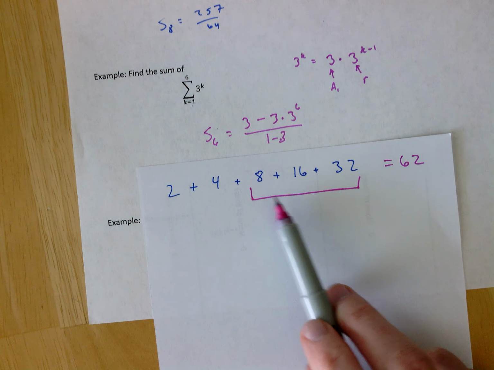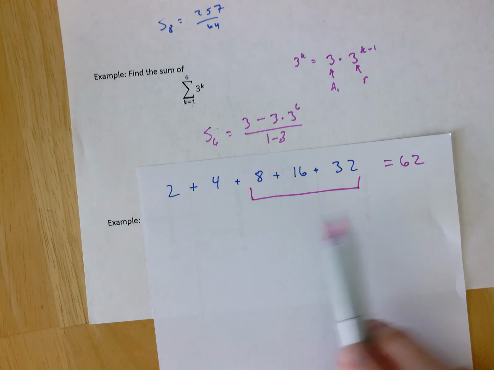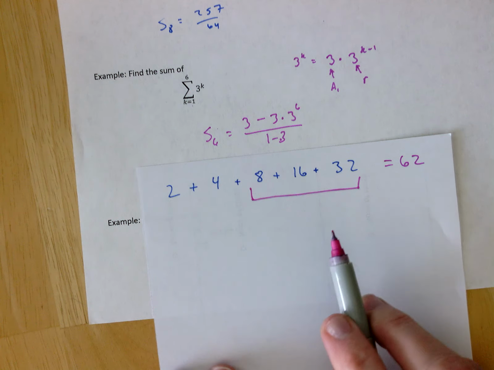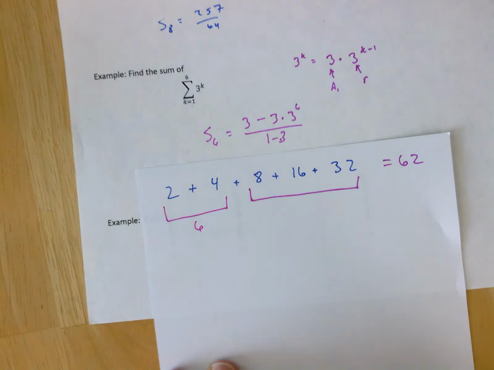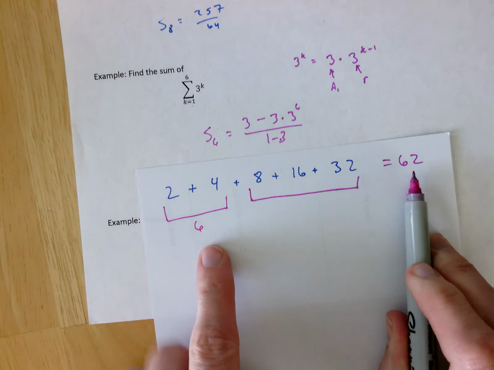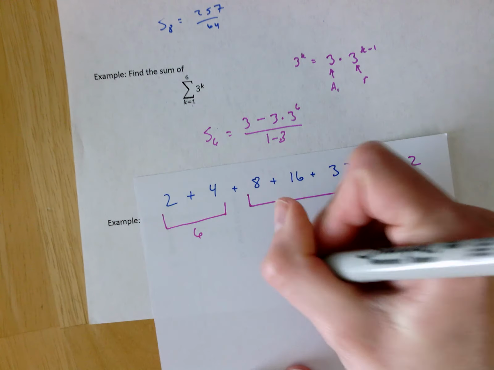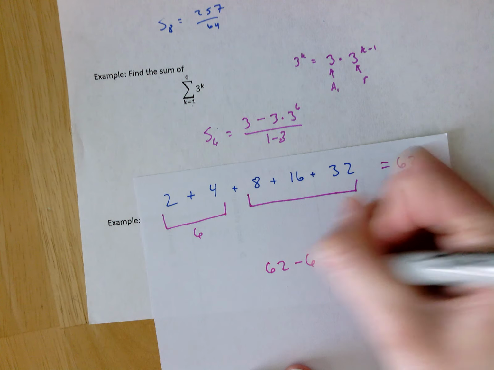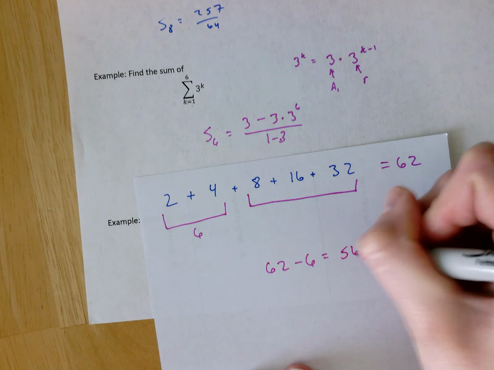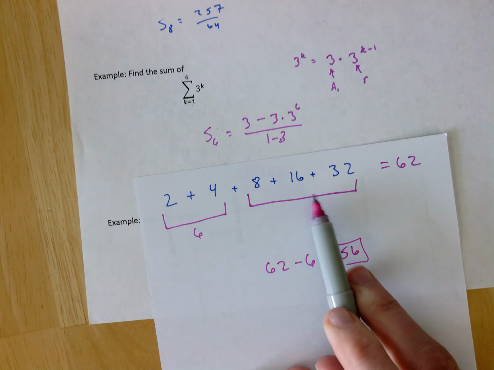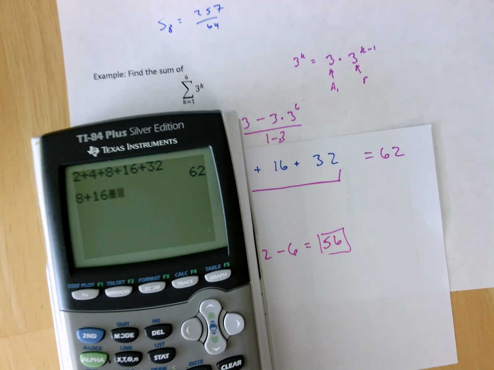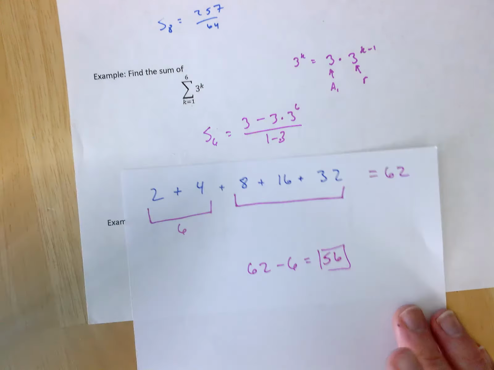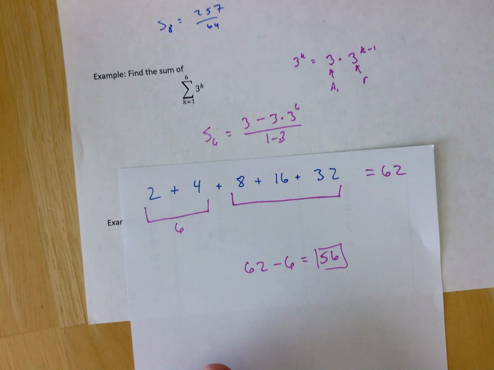If I wanted to find just the sum of these three, what I could do is say, well, I know the sum of these two is 6, and the sum of the whole thing is 62. So if I take the 62 and I subtract 6, that means that 56 has to be the sum of what's left over, right? And if I check that, 8 plus 16 plus 32, bam, there's my 56, okay? So that's exactly what we're gonna do here.